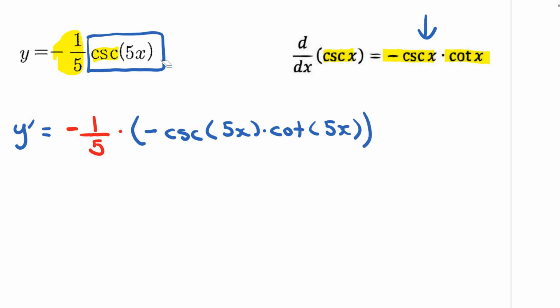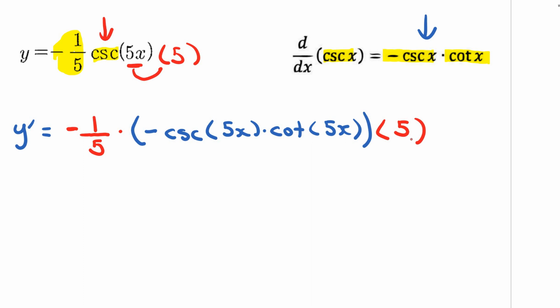So that right there is just the derivative of cosecant, right? And now the chain rule states that we need to multiply by the derivative of the inside, right? So if I do that, I just get a 5, right? So we attach the 5 over here at the very end there.